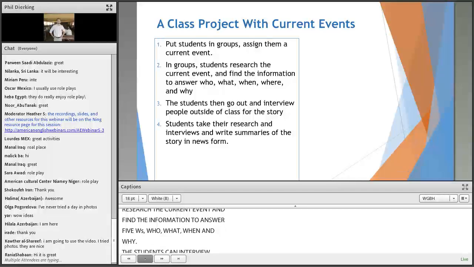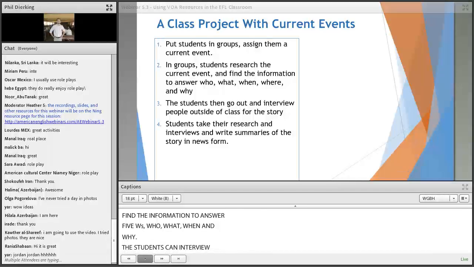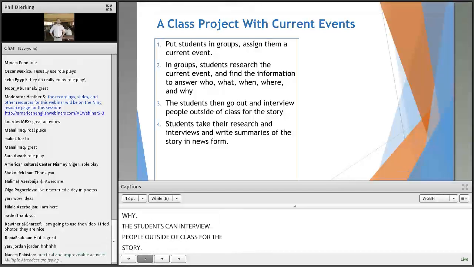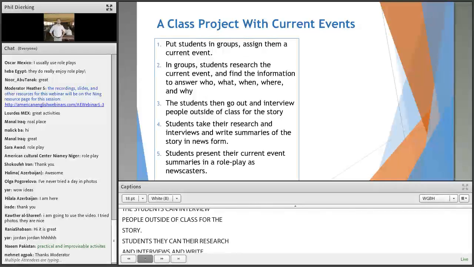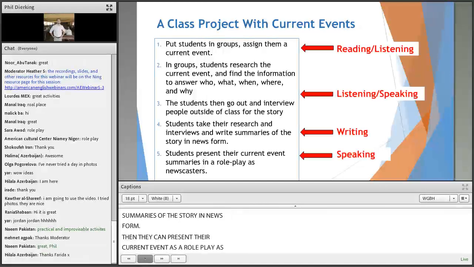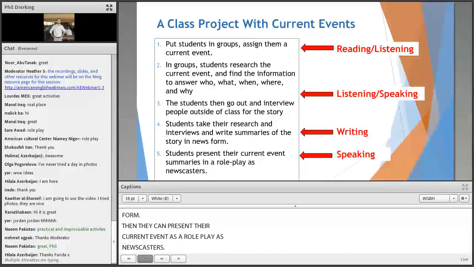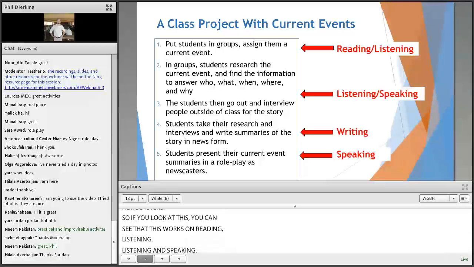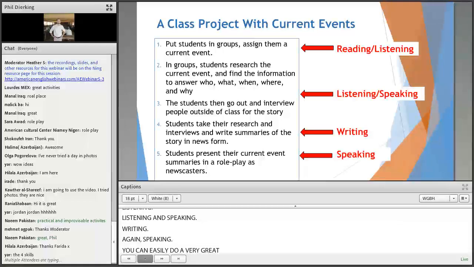Students take their research and their interviews and write summaries of the story in news form. And then they can present their current event summary as a role play as newscasters. So if you look at this, you can see that this works on reading and listening and speaking, writing, and again, speaking. You can easily do a very great class activity that is very helpful for your students to learn English and keeps them engaged.